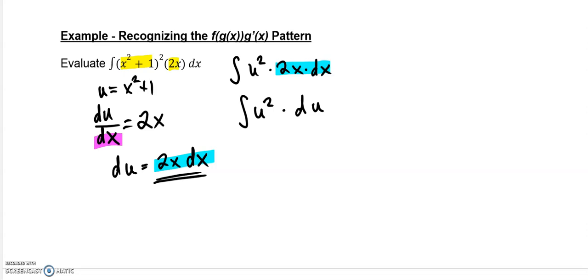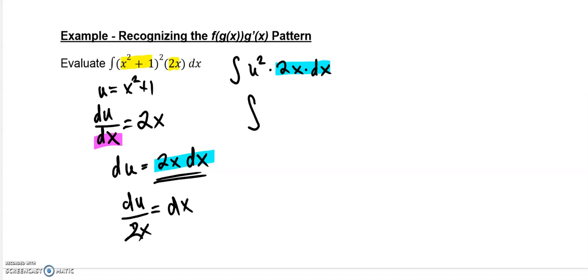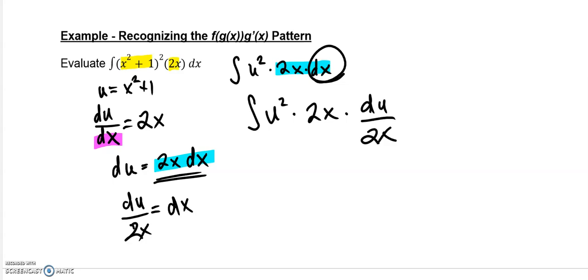If you don't recognize that, let's look at what happens. You keep going, solving for dx. dx is equal to du over 2x. So we're going to make the substitution. Instead of writing dx, we're going to substitute in: u squared times, oops, I forgot the 2x there, 2x times, and I'm substituting in for dx, that's du over 2x. And you can see what happens here. The 2x's will cancel, and you're left with the integral of u squared du.